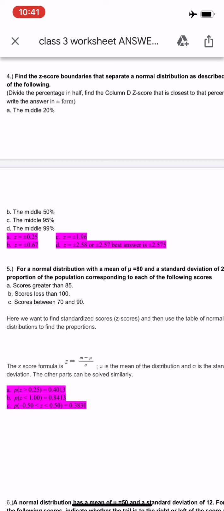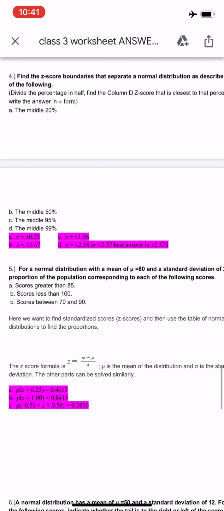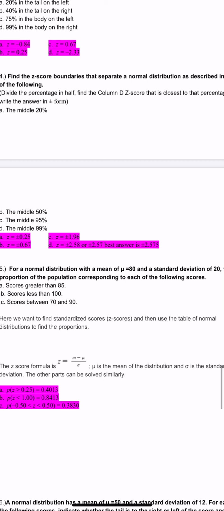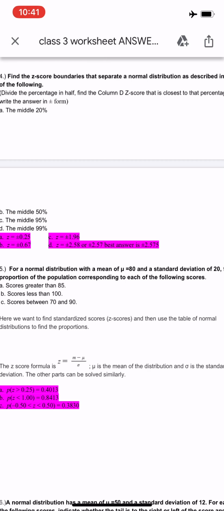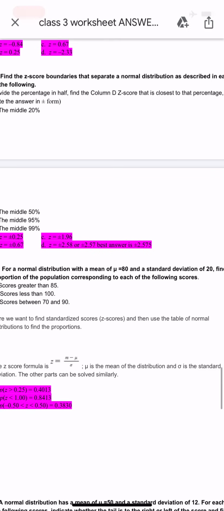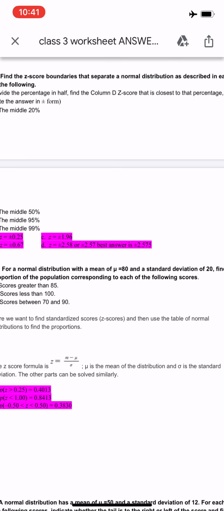Right? The only other thing we have to do here is find the z-score first, right? In those questions, we were given a z-score. Now we just have to solve for z. So all you do here is plug these numbers into the z-score formula. You plug in 85 for x, 80 for mu, and 20 for standard deviation. Z equals x minus mu over standard deviation, right?